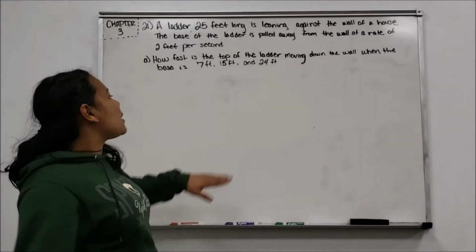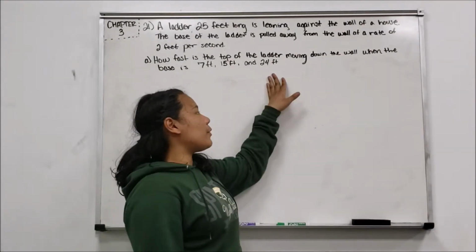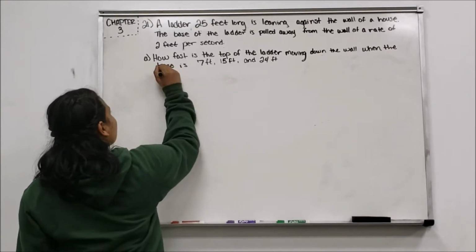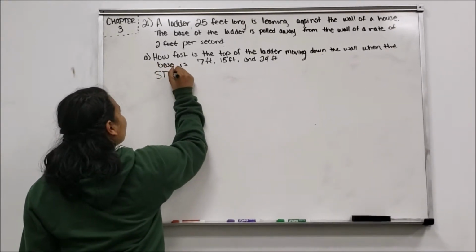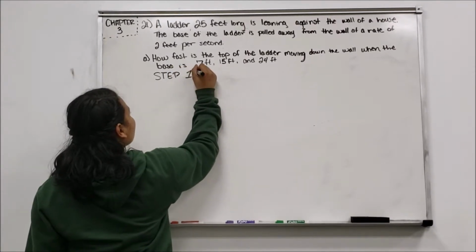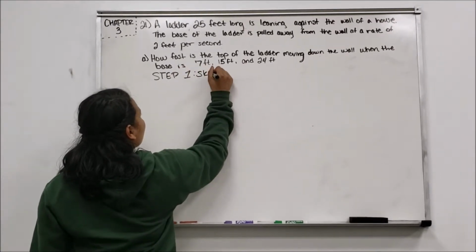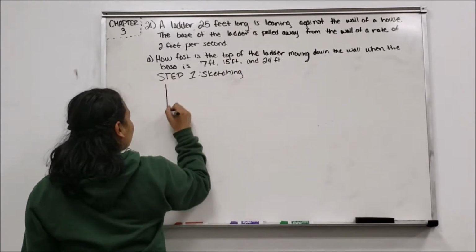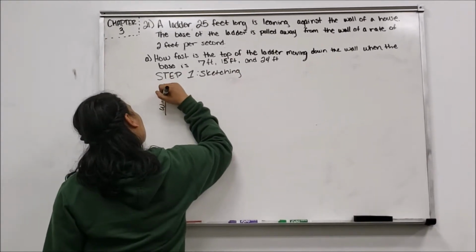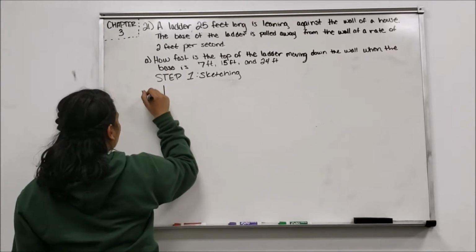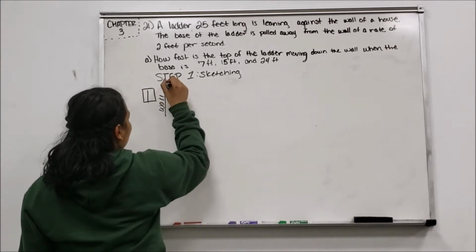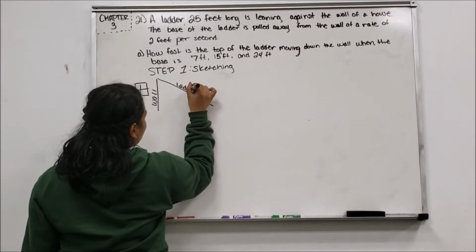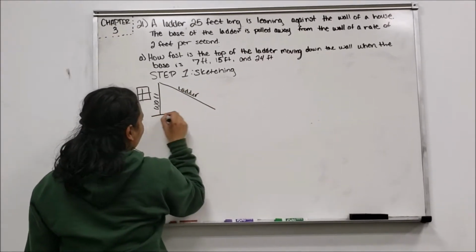Okay, so we just solved for 15 feet, so now we'll be solving for 24 feet. It's pretty much all the same thing, so we're going to go through step 1. Step 1 is sketching. I'm going to draw the wall, the window, the ladder, and our base.